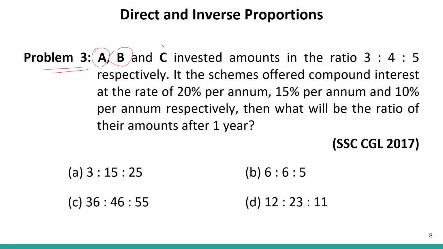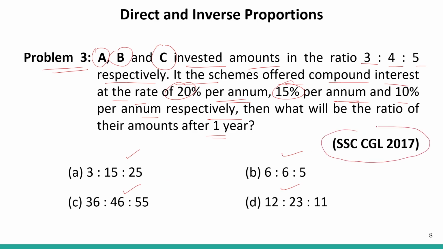If A, B and C invest amounts in the ratio 3 is to 4 is to 5 respectively, and the schemes offered compound interest at the rate of 20% per annum, 15% per annum and 10% per annum respectively for A, B and C, then what will be the ratio of their amounts after 1 year? Is it 3 is to 15 is to 20, or 6 is to 6 is to 5, 12 is to 23 is to 11, or 36 is to 46 is to 55? This question has been asked in SSC CGL 2017 exam. Okay, so let's go forward and see the solution to arrive at a better conclusion.